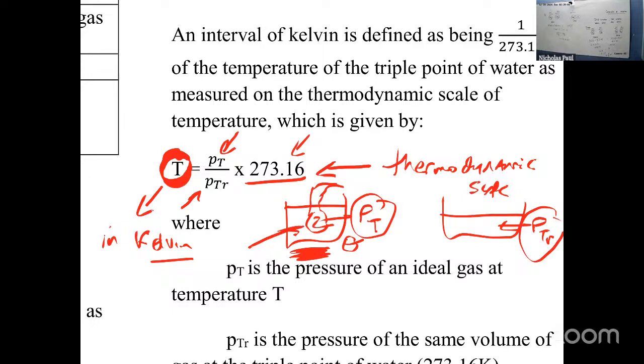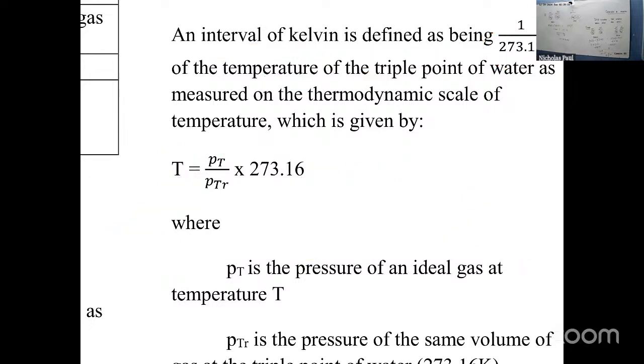The reason for that is that 1 Kelvin is 1 over 273.16 of our temperature at the triple point. So what you really have to understand is this: if you have to find temperature in Kelvin, that's the relationship you use. You find the pressure at the unknown temperature, the pressure at the triple point, and multiply by 273.16. That's all. That scale is called the thermodynamic scale, or sometimes the Kelvin scale, because it gives temperature in Kelvin.